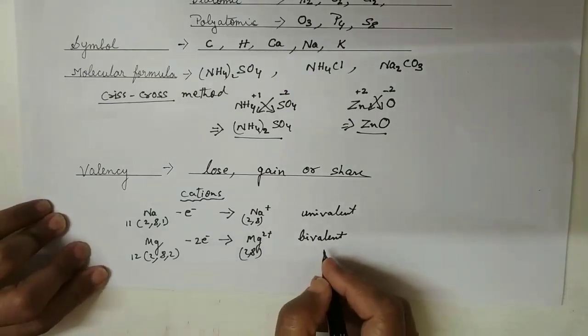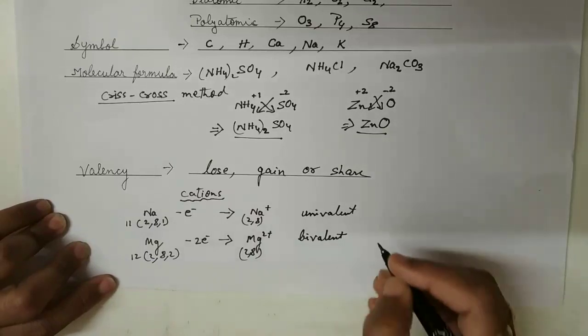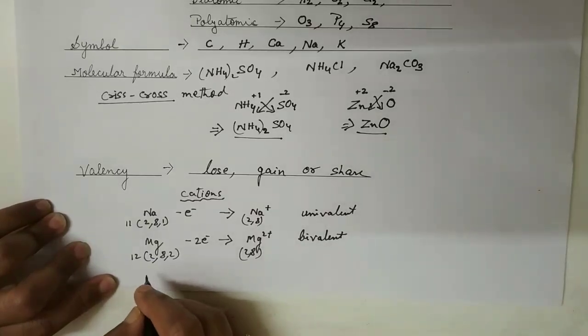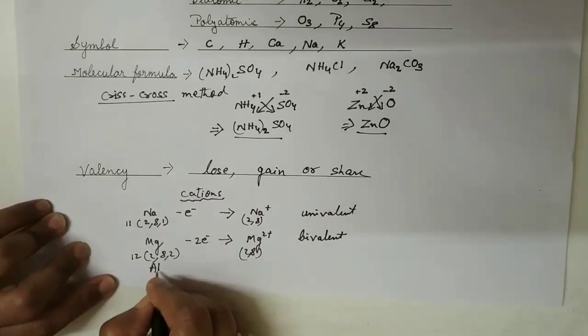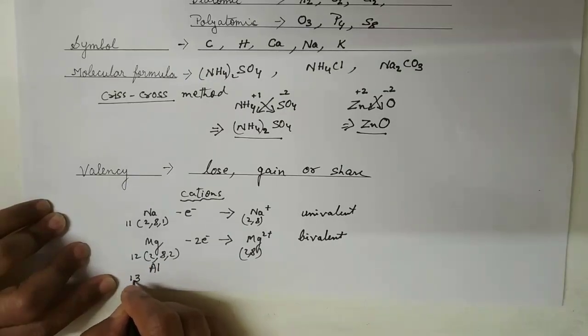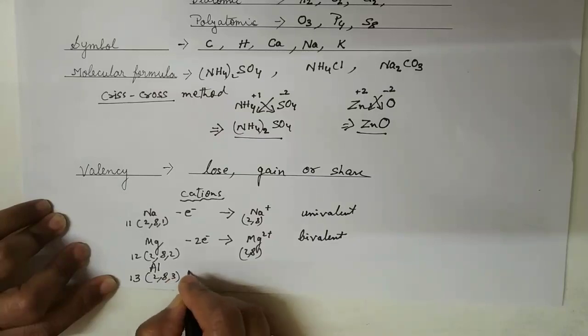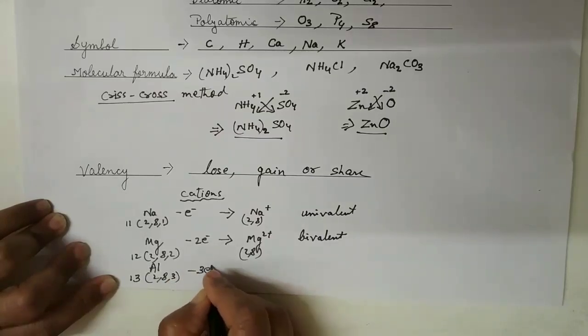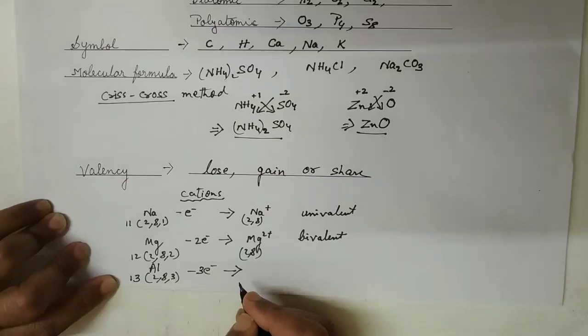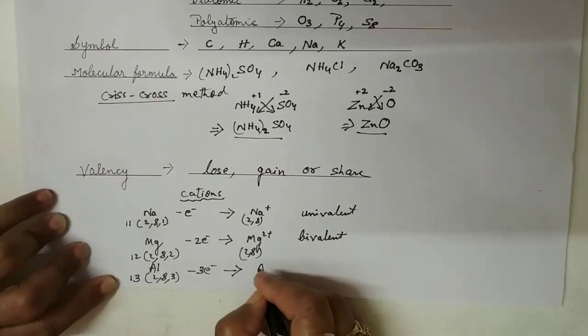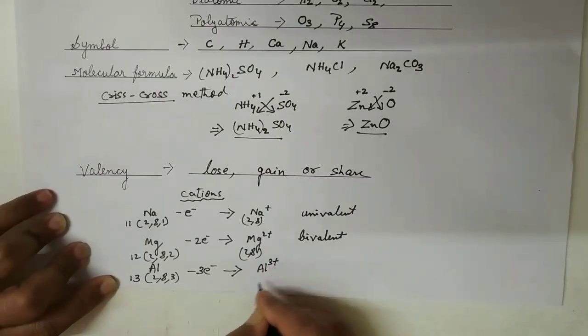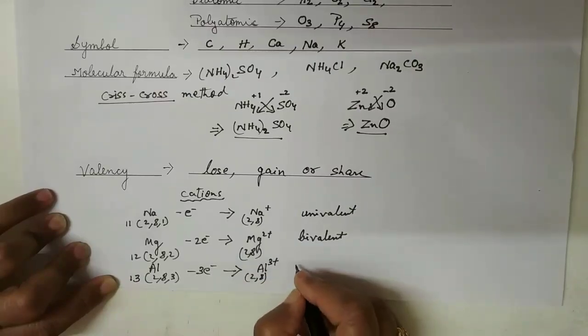The valency is 2. One more of 3. Maybe I will take aluminium. Atomic number 13. Electronic configuration 2, 8, 3. Giving away or losing 3 electrons. It becomes Al3+. So 2, 8 and it becomes trivalent.